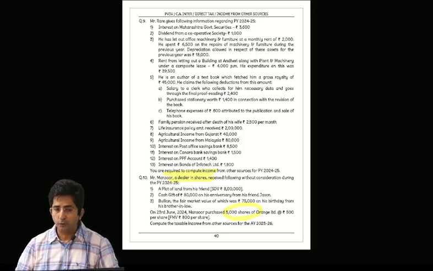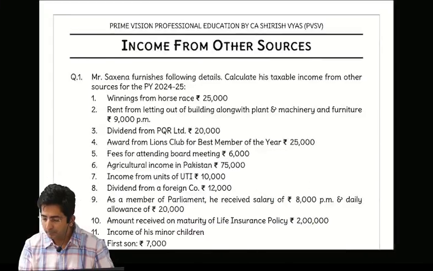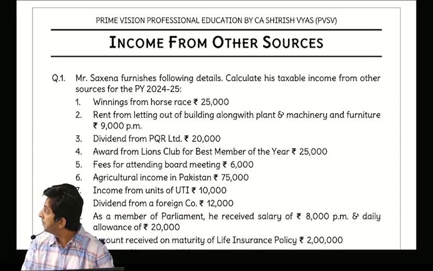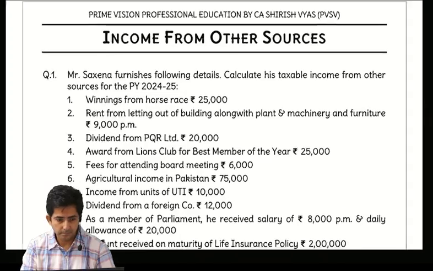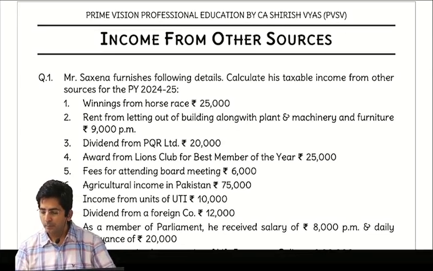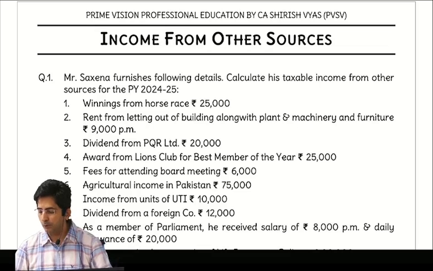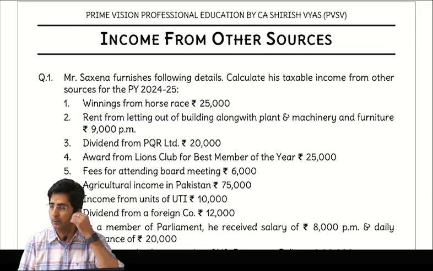Okay, let's check the answer to the homework question. See, in the first question, what they have given: Mr. Saxena furnishes the following details. Calculate his taxable income from other sources for the previous year 24-25. In that, the first point is winnings from horse race. Winnings from horse race is taxable or exempt?